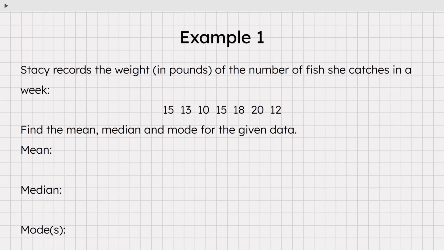Now let's take a look at some examples. Stacy records the weight in pounds of the number of fish she catches in a week. The given data is here. Find the mean, median, and the mode for it.